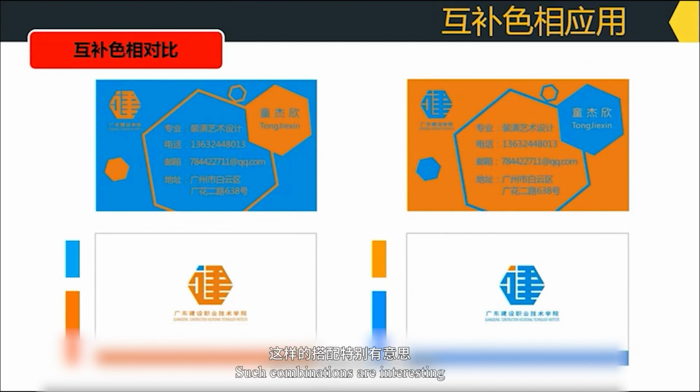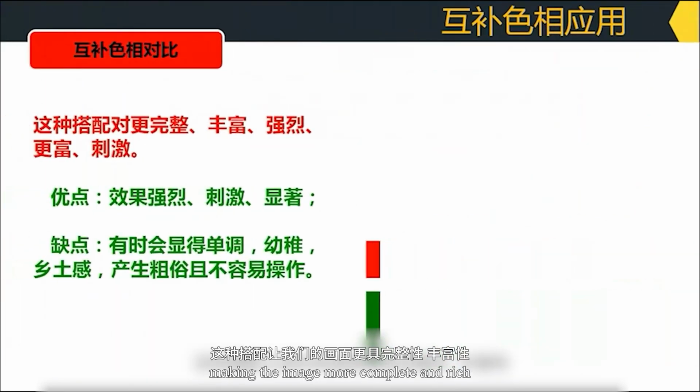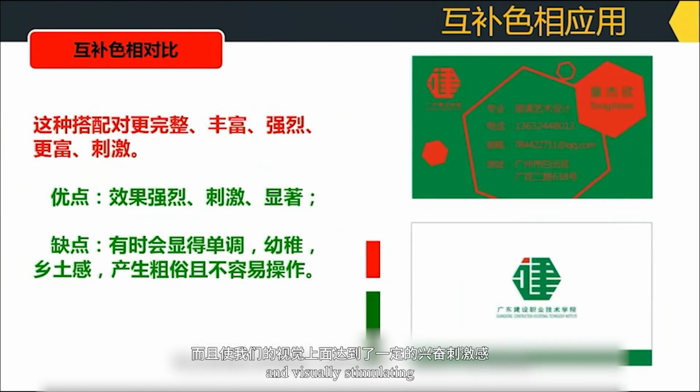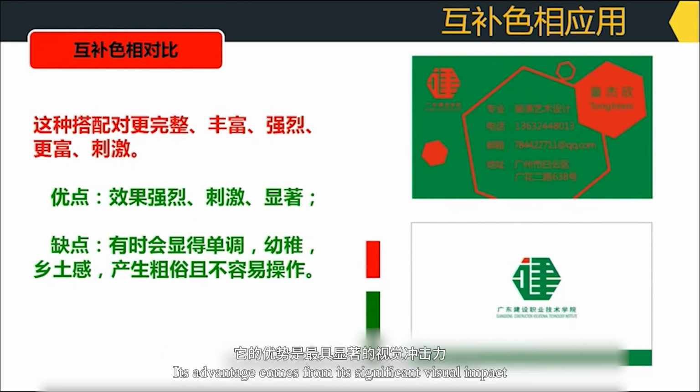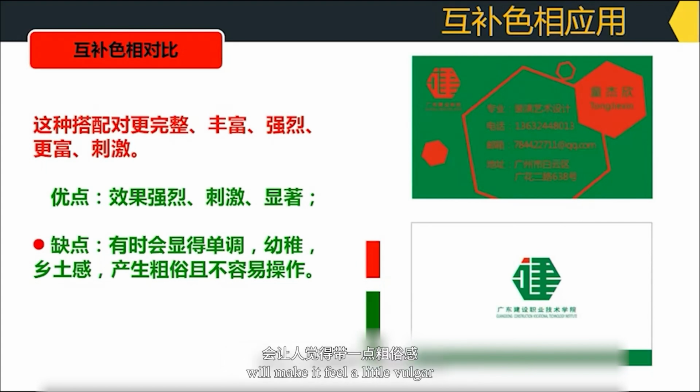Such combinations are interesting, making the image more complete and rich, and visually stimulating. Its advantage comes from its significant visual impact. However, as mentioned earlier, its disadvantage is that it can seem monotonous and has a hint of rusticity. Inappropriate combination of them will make it feel a little vulgar. But we can mitigate these drawbacks by appropriately incorporating black, white, and gray.